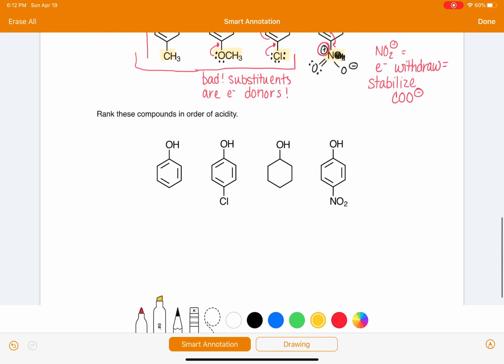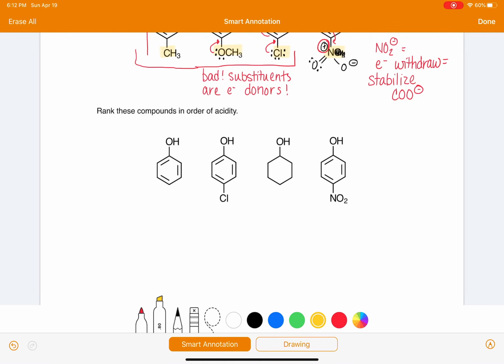So last question, again, with acidity, this time we're not just looking for the strongest or the weakest. This time we're being asked to rank. So we have to be able to classify all of these. And again, we're being asked to rank in order of acidity. So that means the one that we find that is the most acidic is going to be the one whose product, so we're going to look at the product, is the most stable.